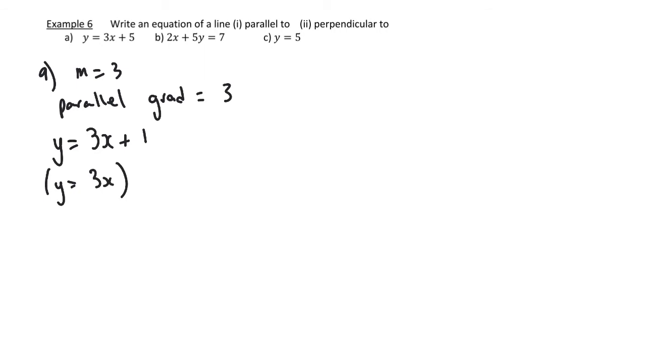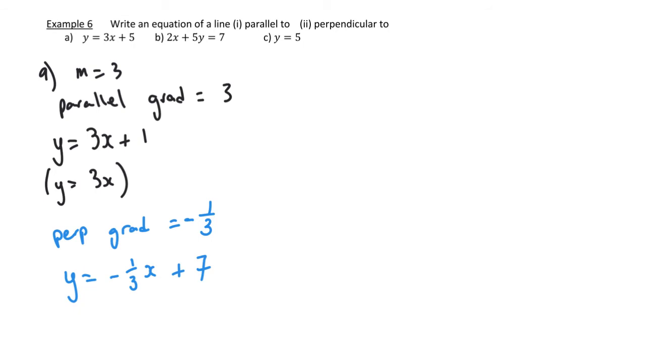Now we need to work out a perpendicular gradient. To work that out, it's the negative reciprocal. The reciprocal turns it upside down, so that's going to change 3 into a third. And because our gradient originally was positive, the gradient of the perpendicular is going to be negative. So that means we've got any line of the form y equals minus a third x plus anything. We're not restricted to any number because we weren't given one to begin with. So let's say minus a third x plus 7.